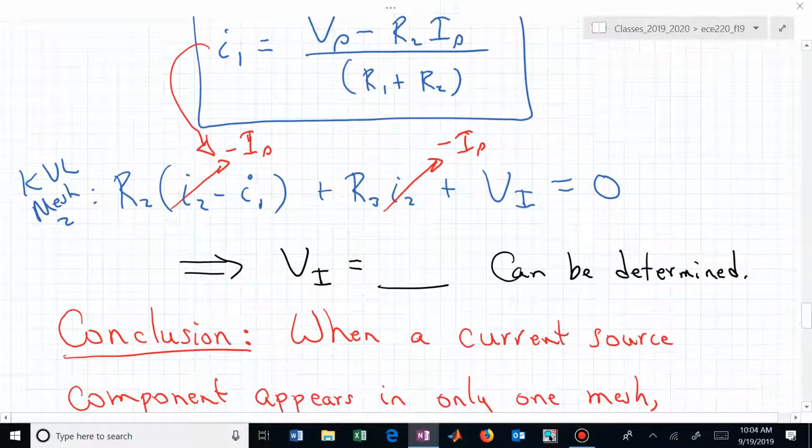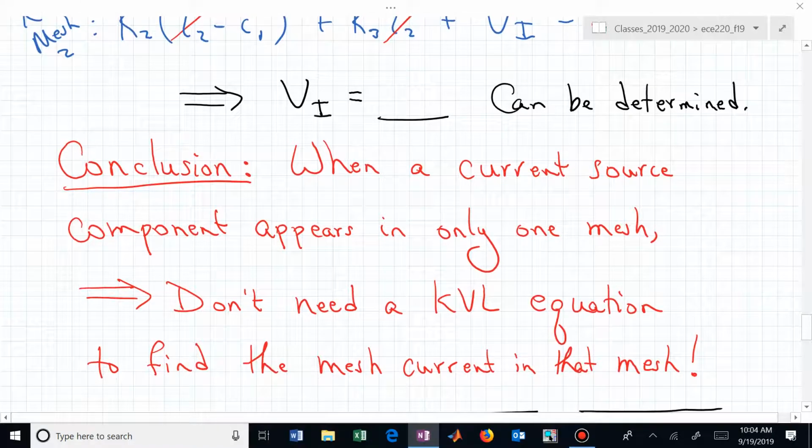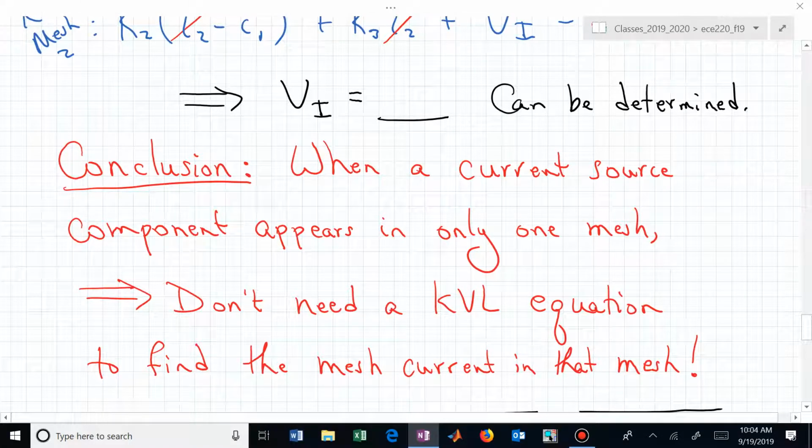What did we just find in this example? We had a current source that was only in one mesh. When a current source component, the current source that we were dealing with on the right-hand side, appears in only one mesh, we didn't have to worry about writing a mesh equation for that mesh. Writing a KVL equation for that mesh current, it was already determined. I sub 2 was minus capital I sub s.